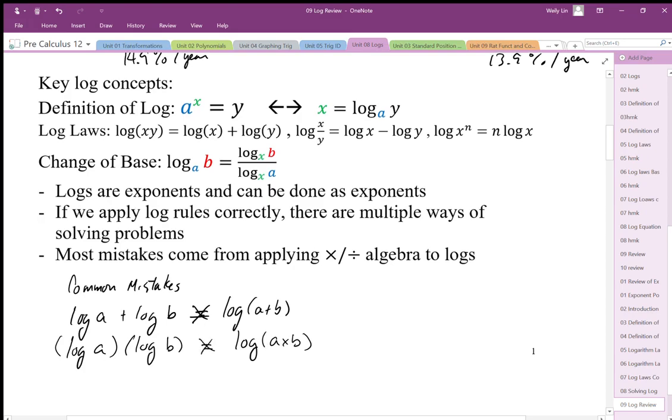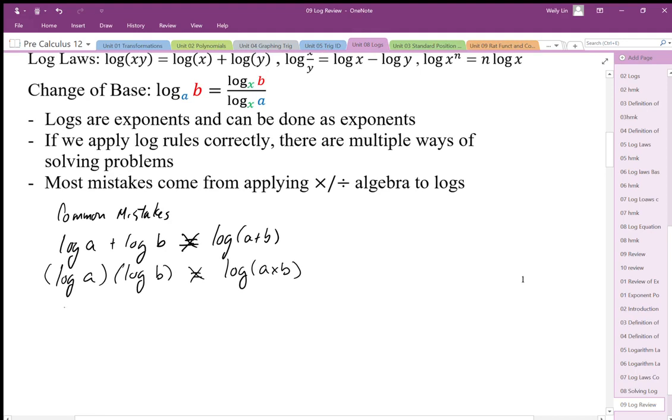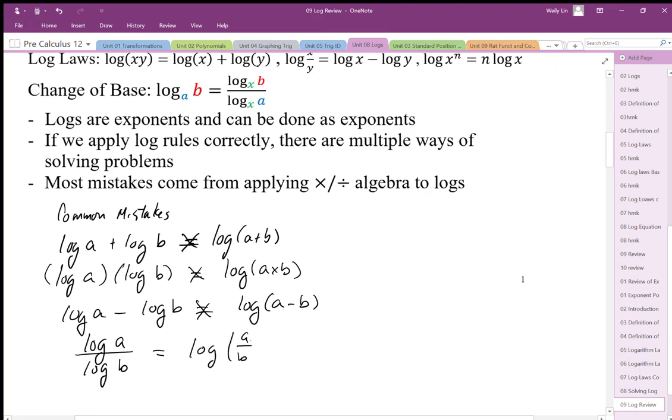This never works. We have other similar ones for subtract, log A minus log B. I get log of A minus B. We just subtract the arguments. No, this never works. When we divide, this is the one I see a lot, where when I divide logs, I see people divide the arguments. No, that never works. In fact, dividing logs, the only time we use dividing logs is change of base, right? So we're doing change of base there.